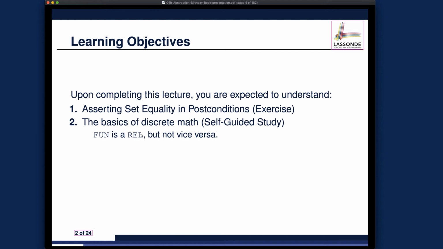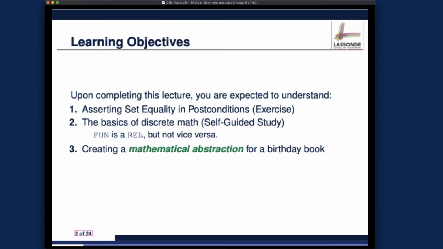So I don't need to waste your time by going over it in the lecture. You can just read the slides and make sure you're comfortable with that, because we need those details in order to write proper contracts for your future labs and also your projects. Number three, how you can create a mathematical abstraction for a birthday book. We learned how to create a mathematical abstraction using a sequence for a last-in-first-out stack, but how can we do that for something more like a database, like a birthday book?